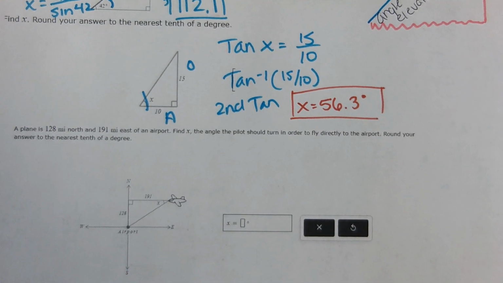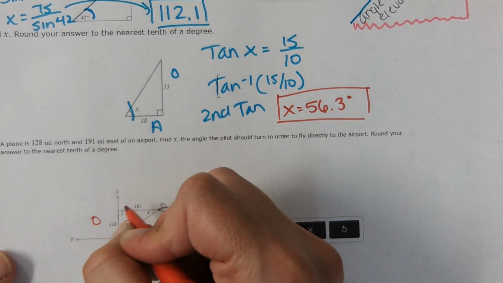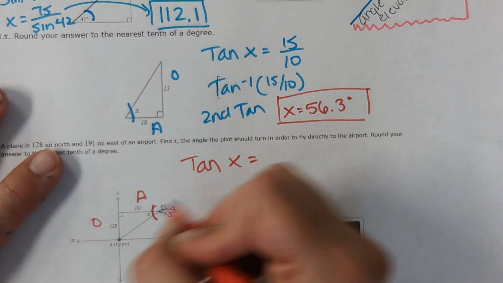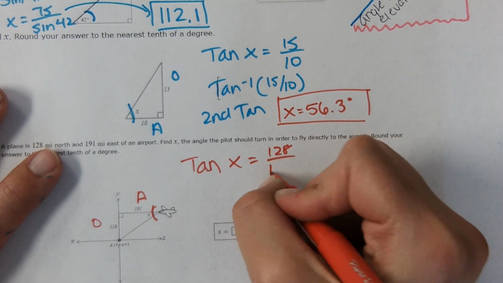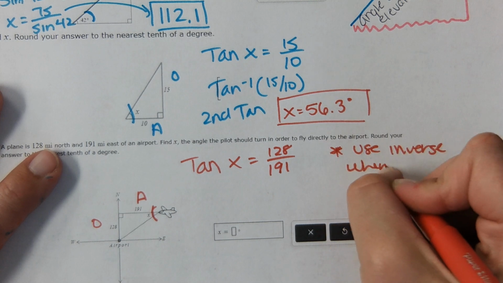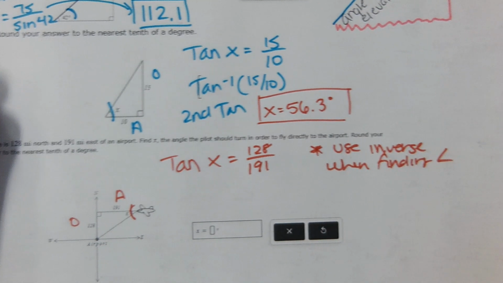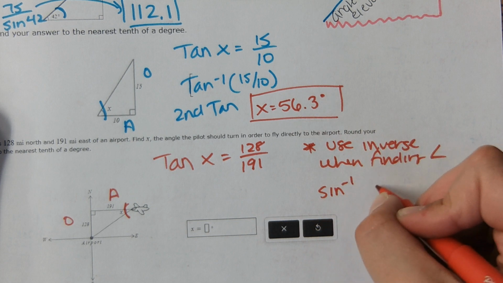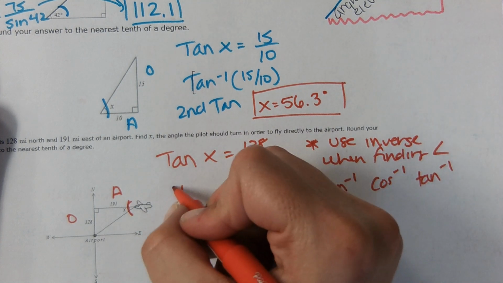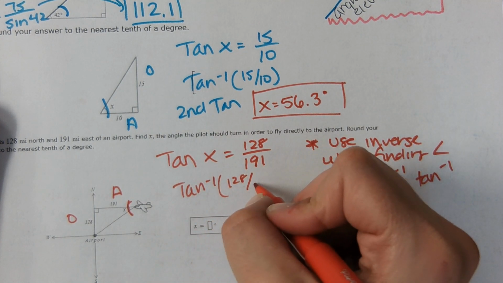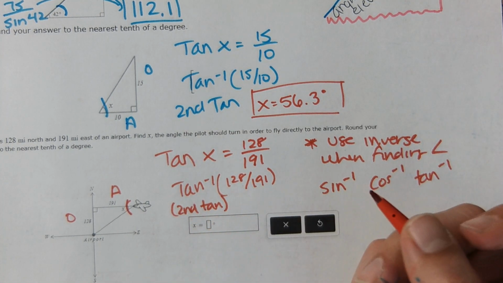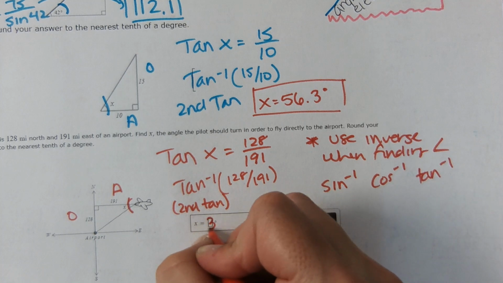And next, here we have opposite and adjacent from this angle. So again, we're using tan. Tan of x is opposite over adjacent, 128 over 191. Use inverse when finding angle. So inverse would be like sine to the negative 1, cosine to the negative 1, or tangent to the negative 1. So tan to the negative 1, 128 over 191. Again, second tan. And it comes out to 33.8.